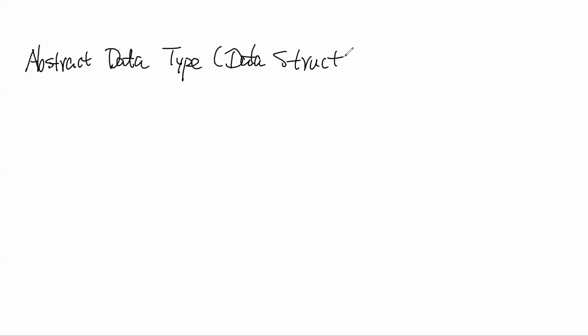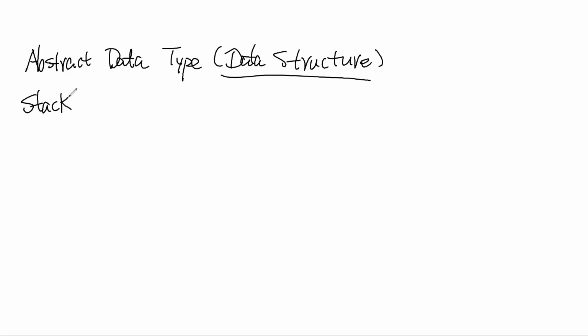We can call it abstract data type. So it's a data structure, okay? Some kind of data structure. All sorts of data structures are a very important part of computer science, okay? And what we are going to learn today is about the stack, okay?